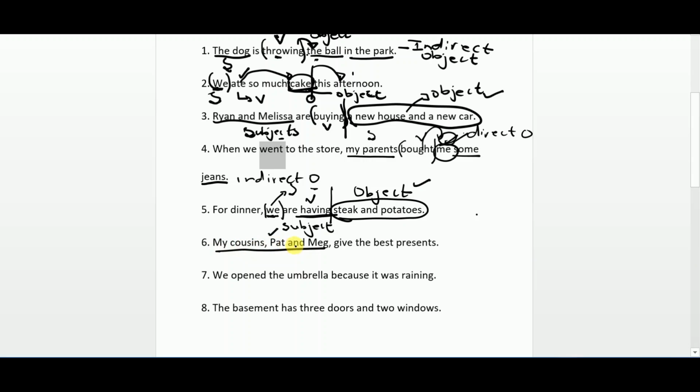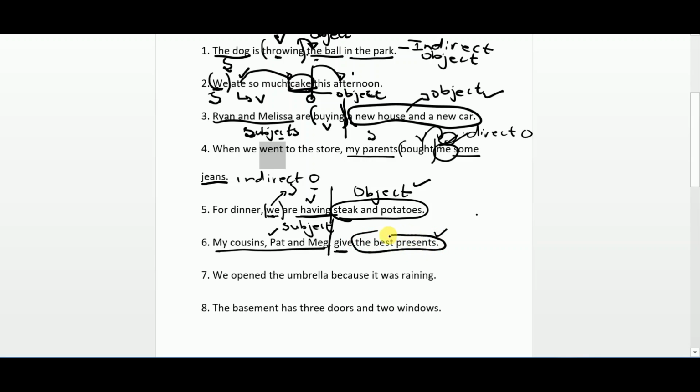My cousins Pat and Meg. Both of them become our subject, and then the action that they are performing is to give. The question is, what are they giving? They are giving, you can't say presents, because here we have an adjective to describe the kind of present they are giving. So you take it in totality here to become your object.